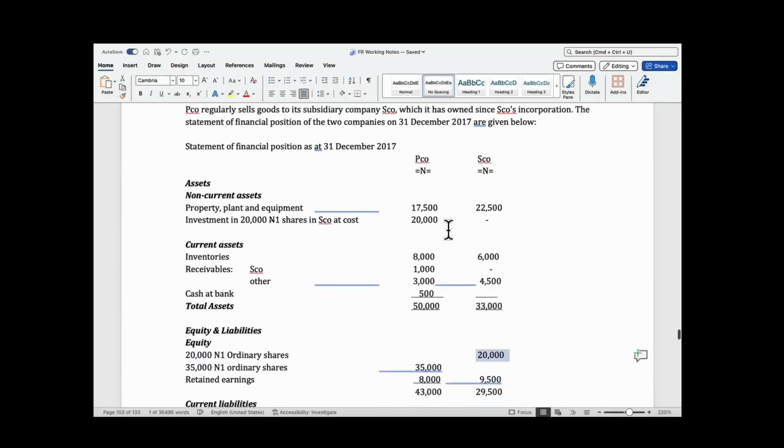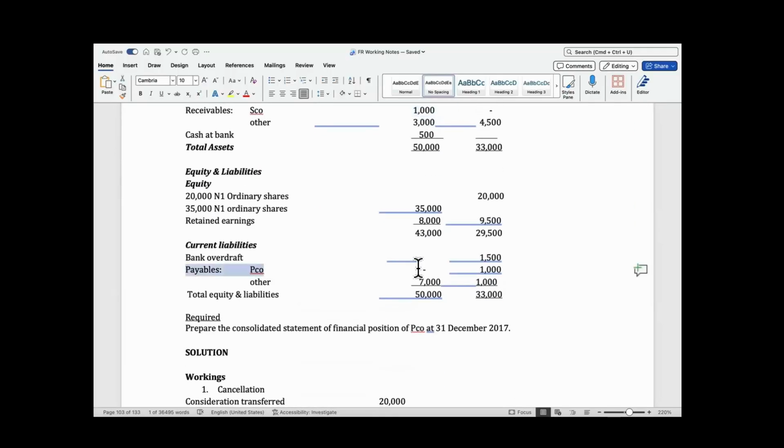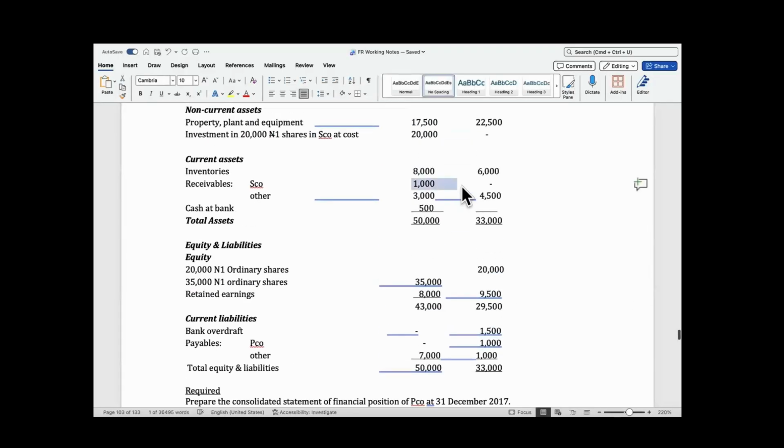That's one. Two, I can see receivables here. They wrote ESCO, which is 1,000. It will be cancelled out against the payables, which is also 1,000. So these two will cancel out against each other. I was able to know that because they wrote ESCO here and they wrote PICO. If they hadn't, I wouldn't cancel them out. I can't just assume that they are similar items. It was because they indicated that these are receivables from ESCO and these are payables to PICO, and they are the same amount, so they cancel out.